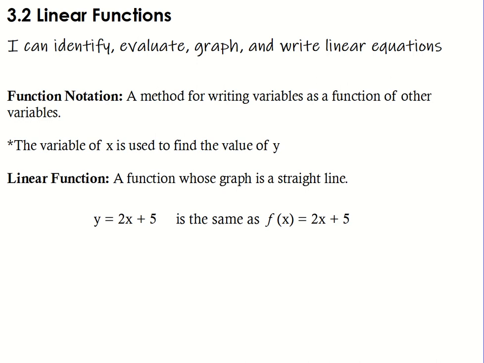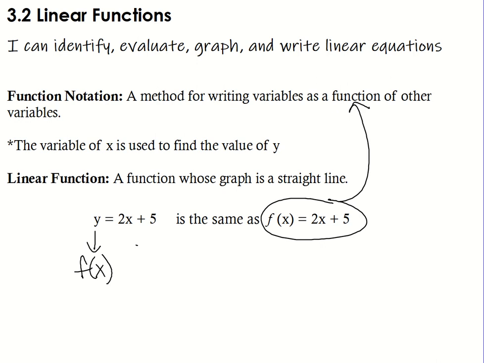So we have examples. This is a linear function, y equals 2x plus 5. And this is the same as f of x equals 2x plus 5. This is our example of function notation. So you can see that f of x, the function when x is something, is the same as y. So y just becomes f of x.